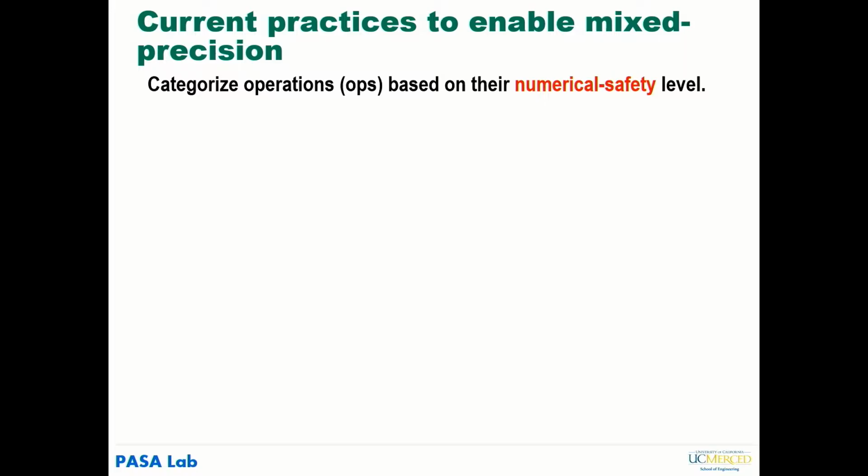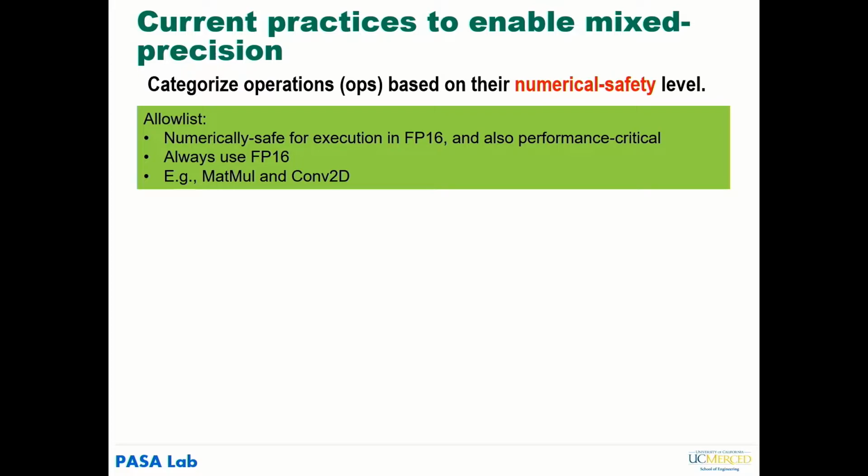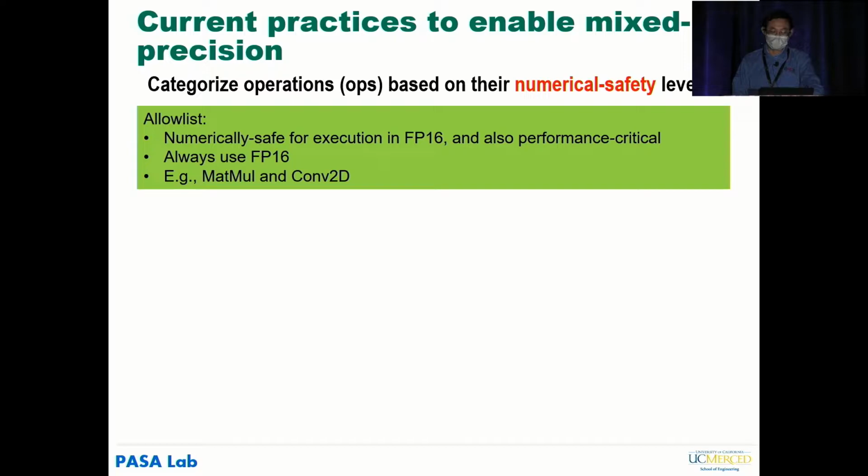In a machine learning framework like TensorFlow or PyTorch, operators are categorized based on their numerical safety level. In this slide, I'm going to present how TensorFlow does this categorization; PyTorch does something similar. In TensorFlow, we have four numerical safety levels. The first level is called the allow list. If you run those operators in FP16, you don't lose accuracy or convergence, and those operators tend to be performance critical. As a result, TensorFlow always uses FP16 for them. Examples are matrix multiplication and convolution 2D.